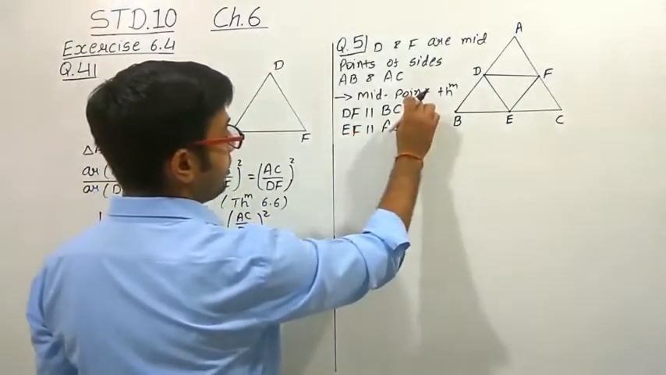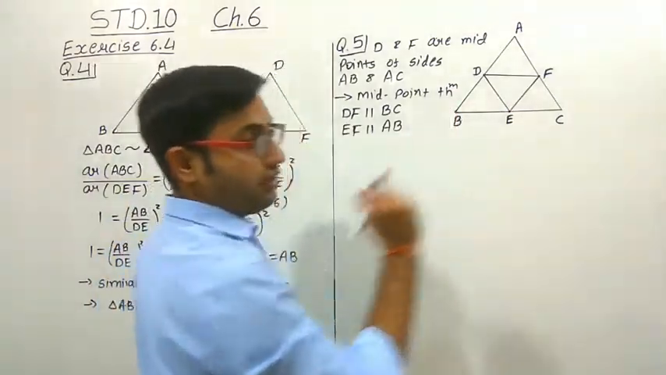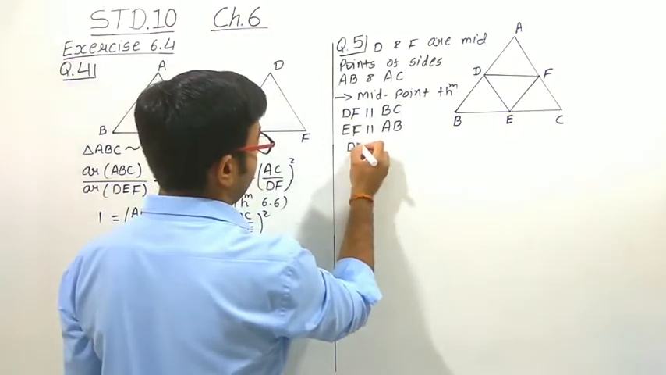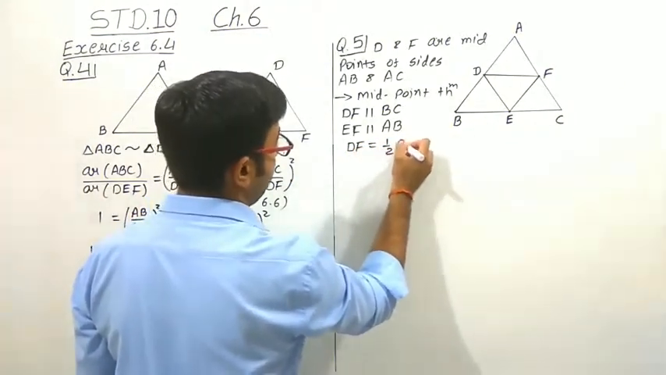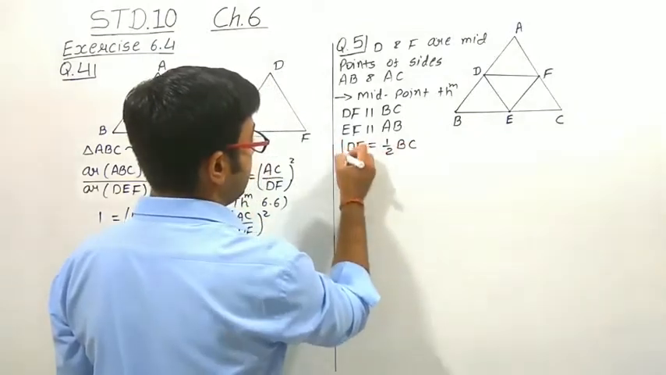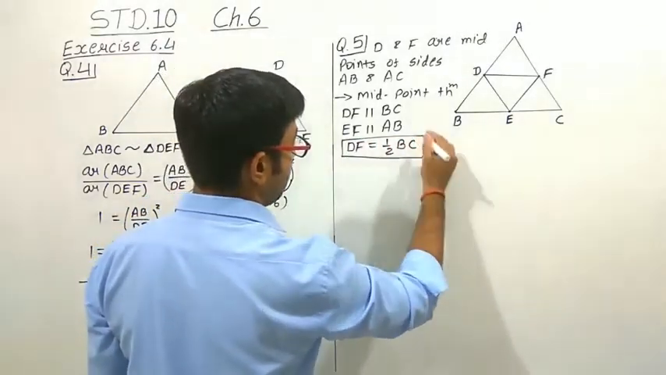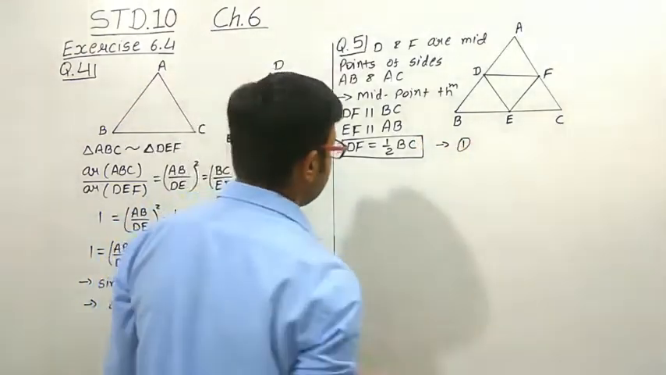Okay, here one more thing we can write down, DF parallel to BC. One more thing we are used to write in standard 9, that DF will become 1/2 of BC, right? Remember this result that we are writing while we are using the midpoint theorem. Give it equation number 1.